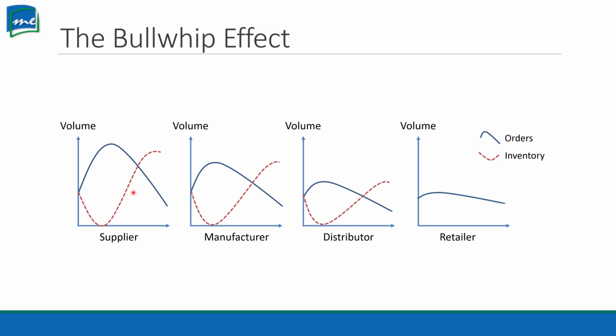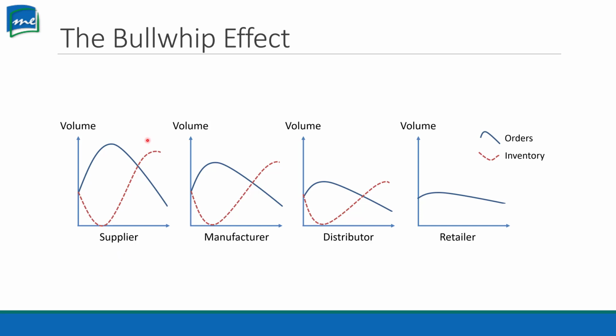This is known as the bullwhip effect. A little hiccup can ripple through and really have a huge impact. So when you're looking at inventory, you don't want to look at a single point in time. You want to look at, let's say, several weeks at a time, and get an average.